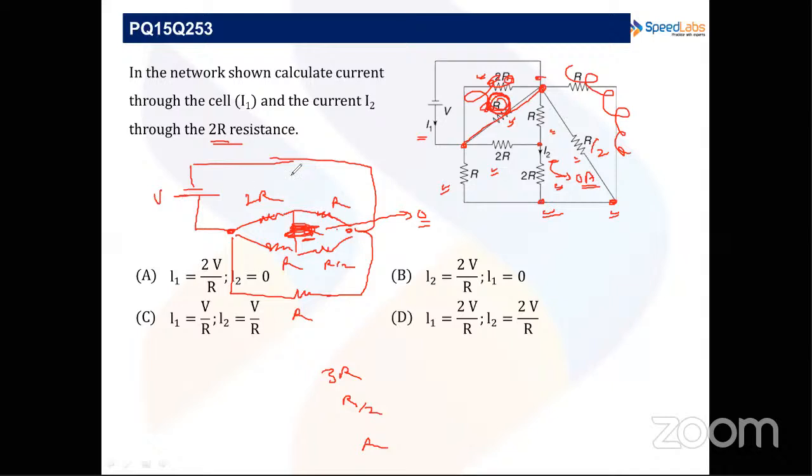Any confusion in this? Anyone? See, this is point A, this is point B, name this one B also, and this is C, and let's say this is D. So A to D one is going, A to B one is going, B to D one is connected, D to C and B to C.